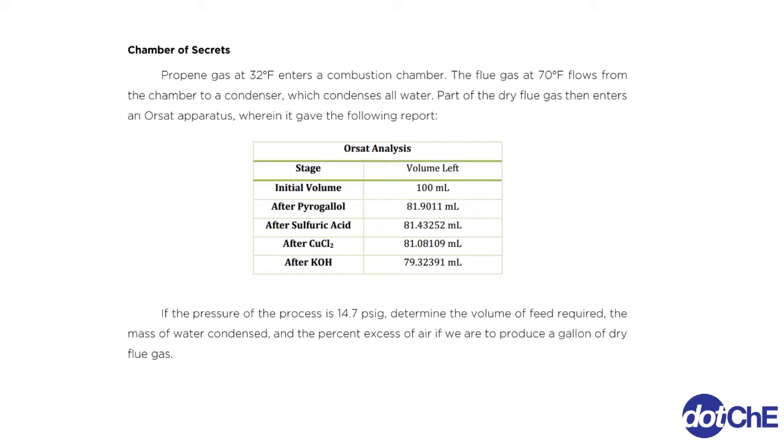Propene gas at 32 degrees Fahrenheit enters a combustion chamber. The flue gas at 70 degrees Fahrenheit flows from the chamber to a condenser, which condenses all the water. Part of the flue gas then enters an ORSAT apparatus where it gave the following report, which is presented in the table below. If the pressure of the process is 14.7 psig, or gauge pressure, determine the volume of feed required, the mass of water condensed, and the percent excess of air if we are to produce a gallon of dry flue gas. Now, once again, let's go to our calculation chamber and solve this.